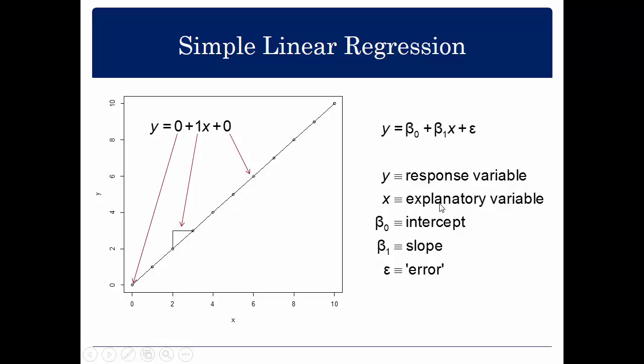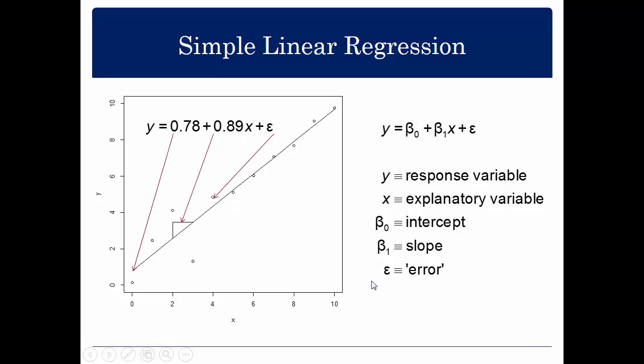Here again, y is the response. X is the independent or explanatory variable. Beta 0 and beta 1 are those parameters that we're going to estimate. And epsilon is the noise in the data, the error.